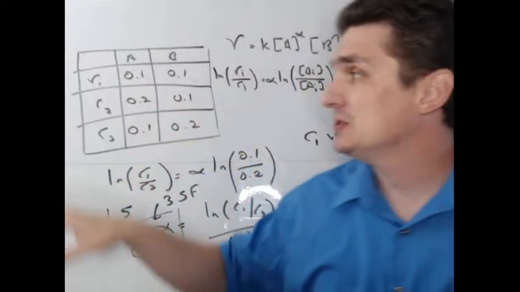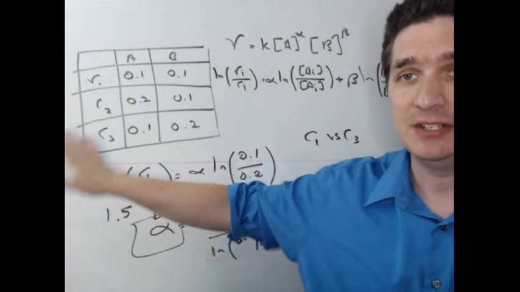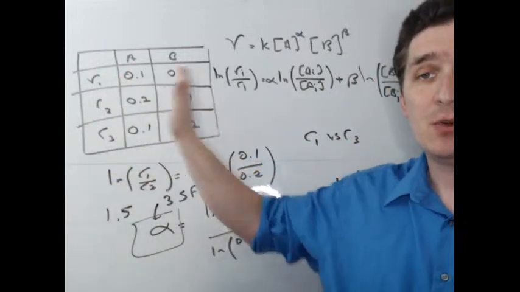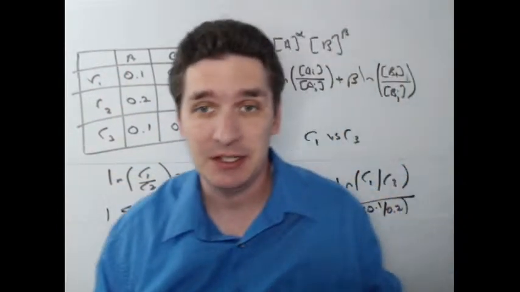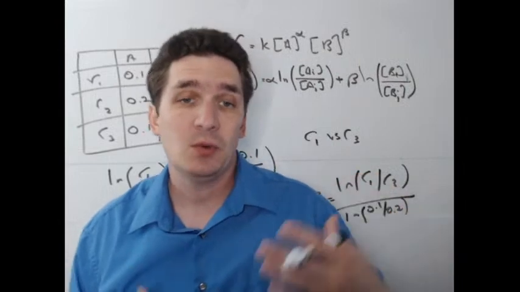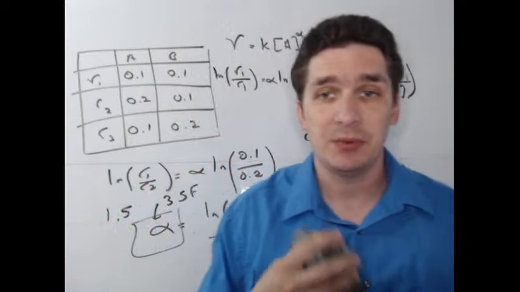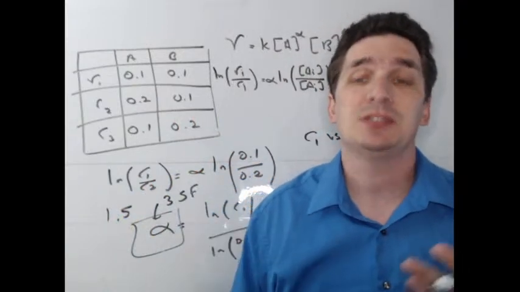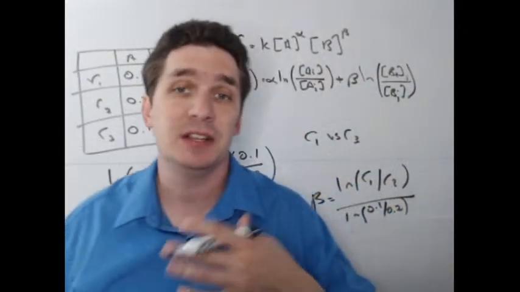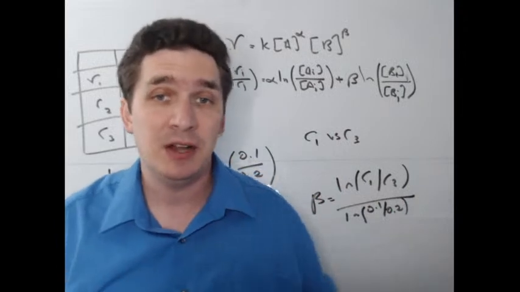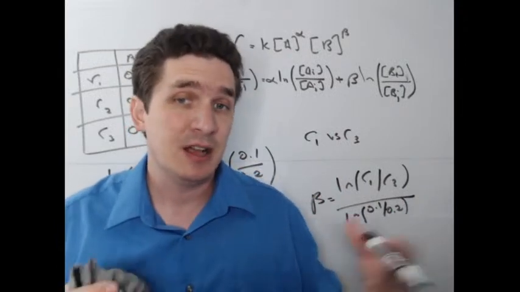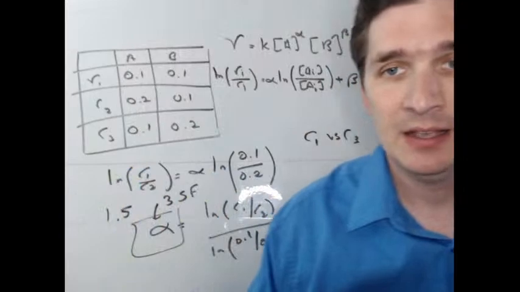You create these tables of rates of reactions and the corresponding concentrations of the different reagents. You compare runs where one reagent's concentration is held constant, and you just take the natural log of the ratio of the rates and divide it by the natural log of the ratio of the concentrations of the reagent that changed, and that will get you the apparent order of whatever thing's concentration changed.